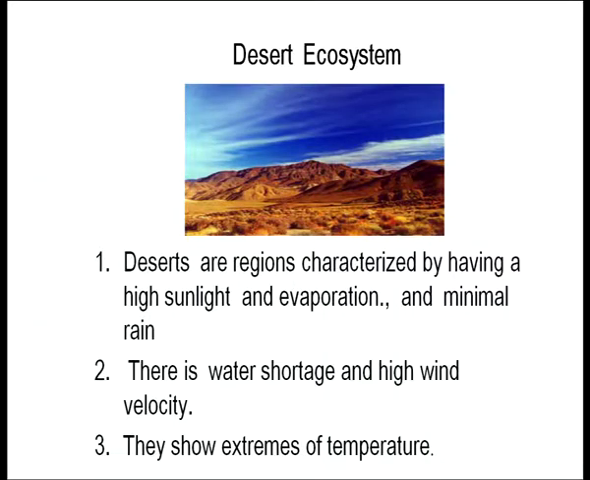Now we come to the next biome, that is deserts. Deserts are the regions characterized by high sunlight and evaporation and minimal rain. There is water shortage and high wind velocity. They show extremes of temperature conditions.